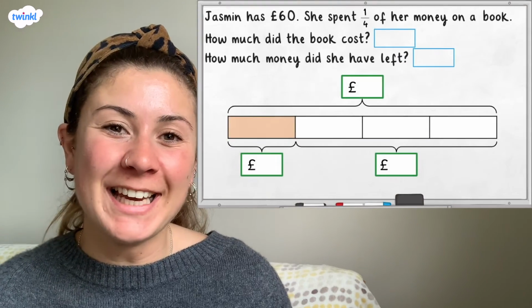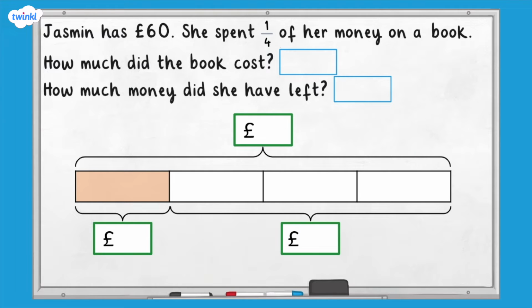Now it's your turn. Use a bar model to calculate the answer to the question. Jasmine has £60. She spent 1/4 of her money on a book. How much did the book cost? How much money did she have left? Have you finished? Well done, here are the answers. The book costs £15. She would have £45 left.